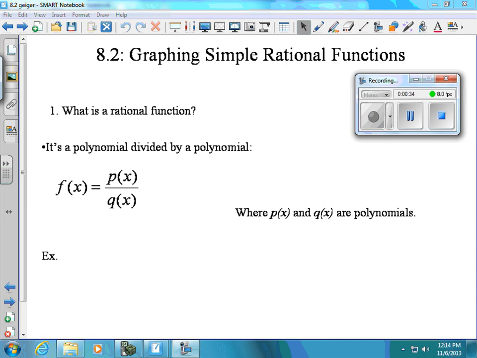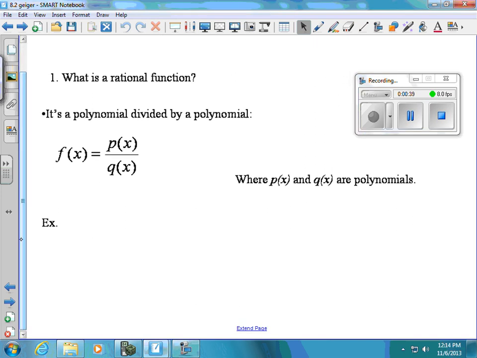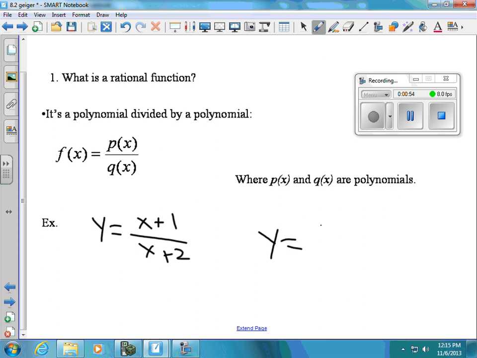So what is a rational function? It's a polynomial divided by a polynomial. F of x equals p of x divided by q of x. So what are some examples? One example could be y equals x plus 1 divided by x plus 2. Y equals 5 over x. And y equals x squared plus x minus 6 over x cubed plus x minus 4.